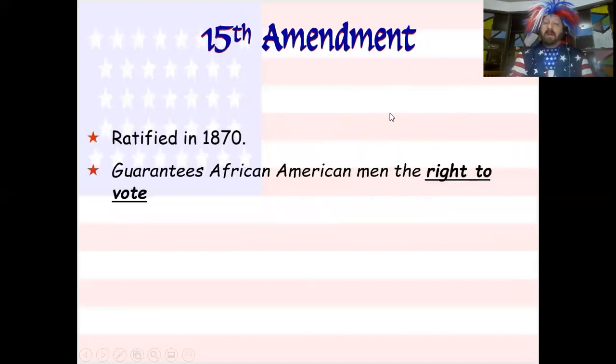Now, also in this era, you had the 15th Amendment. It was ratified in 1870, and it is the one that guaranteed African-American men the right to vote. Now, if you remember way back when you guys talked about the 19th century reform movements, the women were fighting for the right to vote. And they didn't get it for like 100 years. But African-American men, former slaves, they had the right to vote all of a sudden.